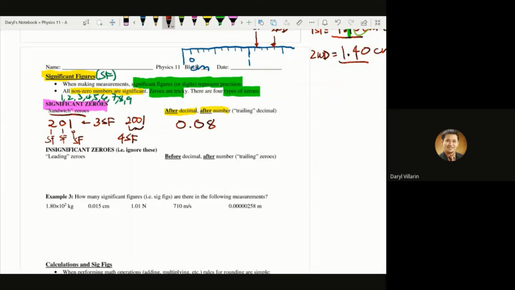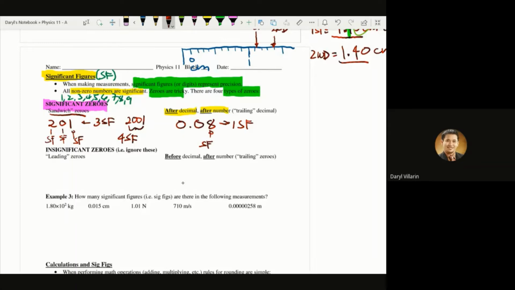Okay, so in this particular case, the zeros in front are insignificant, but the number 8 there is significant. So the only significant digit here is 8. So this is the significant figure.